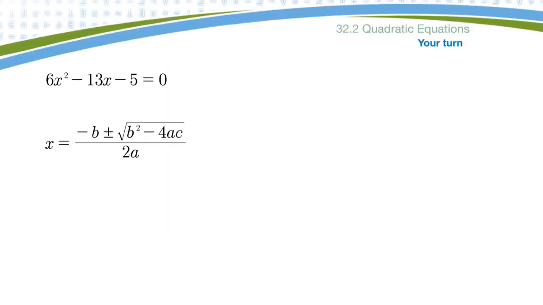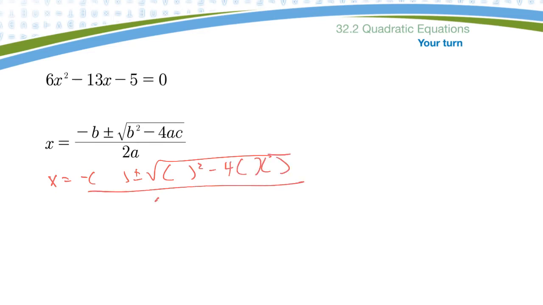You should try a quadratic equation one. See how it comes out. Pause and then press play. So x is equal to minus something plus or minus square root of something squared minus 4 times those over that. So b is a negative 13. Okay, and a is 6, and c is a negative 5.